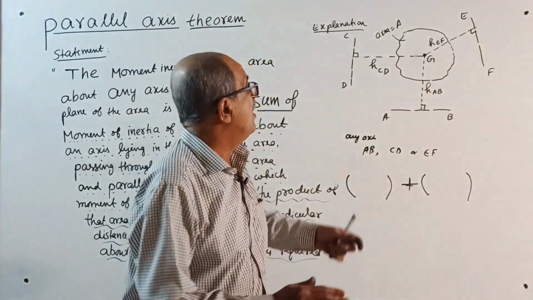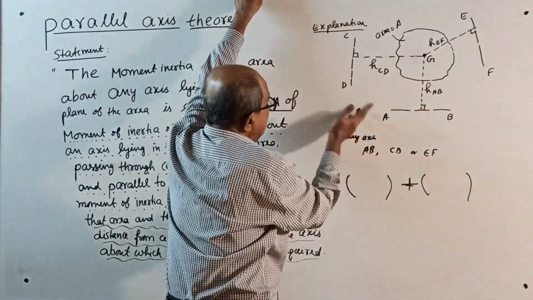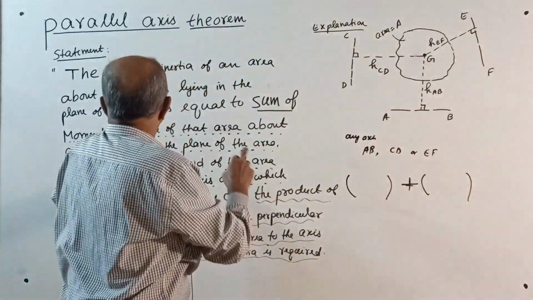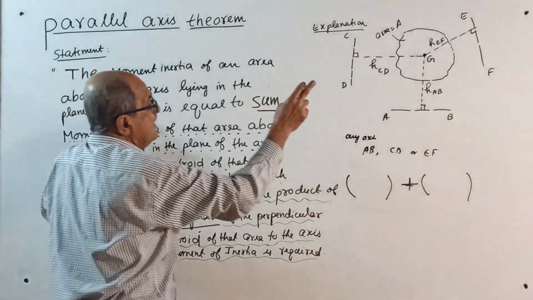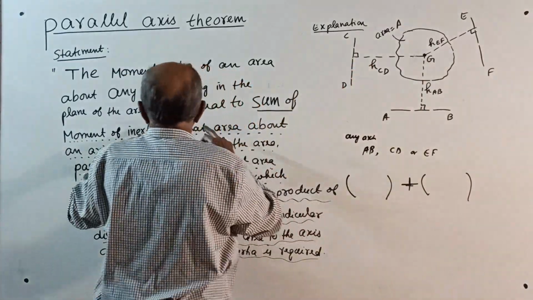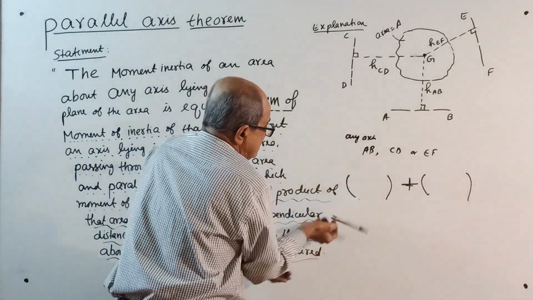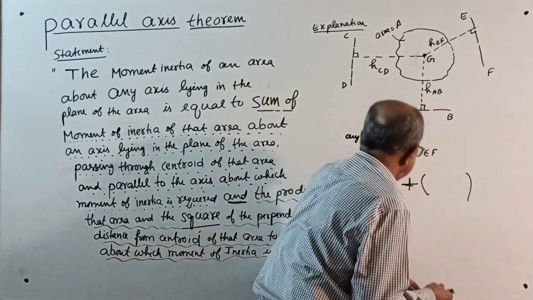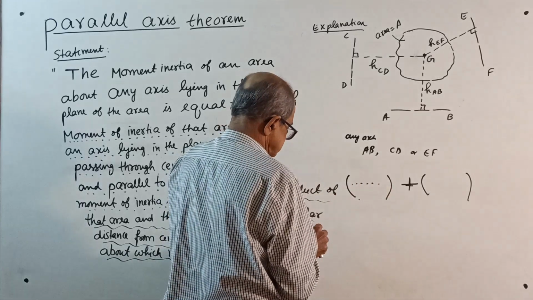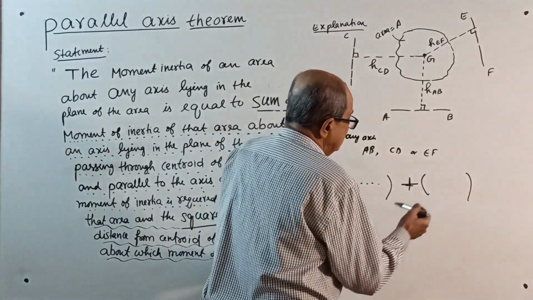See now, the moment of inertia of an area about any axis. Here any axis means, when I go to the explanation, either AB or CD or EF, that you will worry about later. But very important, that axis should lie in the plane of the area. You cannot take an axis like this. It is equal to a sum. Sum means two terms are there. The first term is what all I wrote. The second term is the one which I underlined lightly.